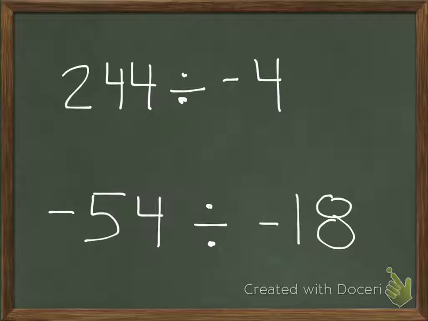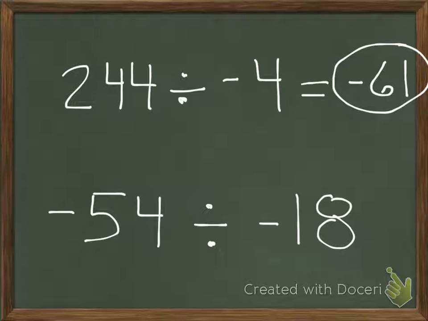The next problem, 244 divided by negative 4. This is again one negative and one positive. If I divide 244 divided by 4, I get 61. So my answer is going to be negative 61.